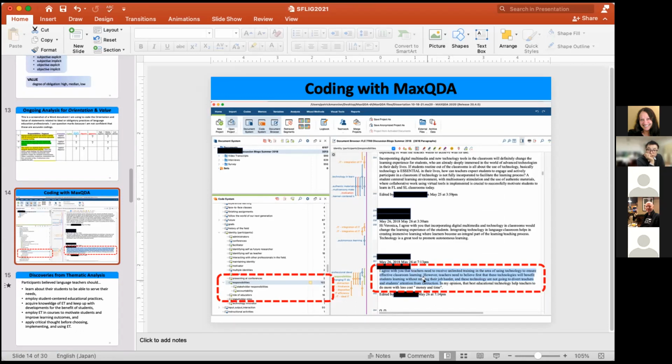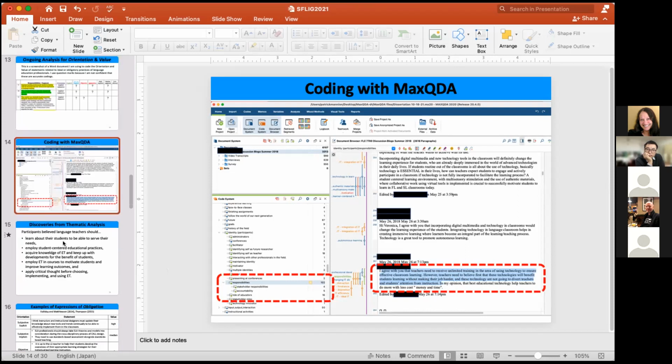And so the red dots on the left are, my eyesight's going up. Those are the codes, and on the right, that's the actual text. So when you click on the code, it highlights it. I really thought that was a useful tool for coding. Especially you can come back and look at things again, it's easy to find.